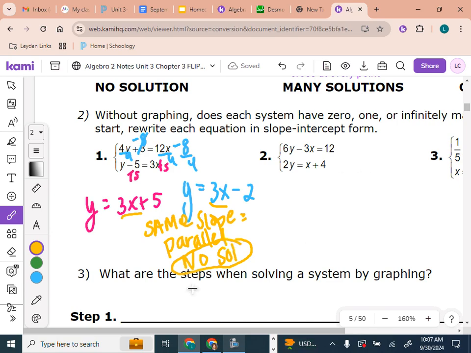All right. Alexa, how did you get the top equation here in slope-intercept form? In number 2. Add 3x, good. Then what? Beautiful, divide by 6. Okay, so we have y equals 12 divided by 6 is 2, plus 3 divided by 6 is 1/2 x. We're always going to want to simplify, right?